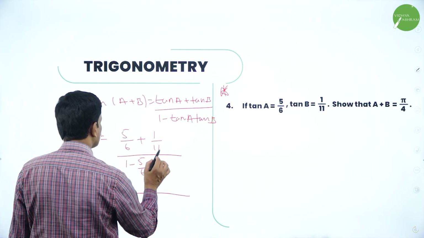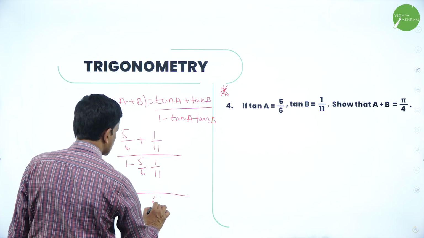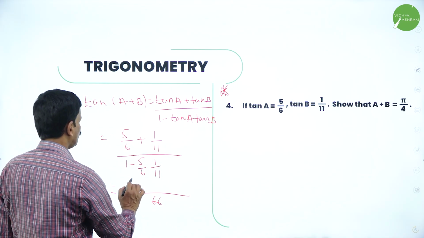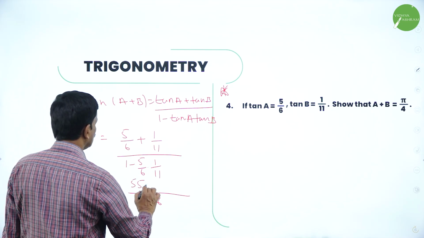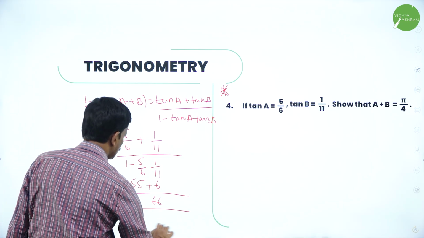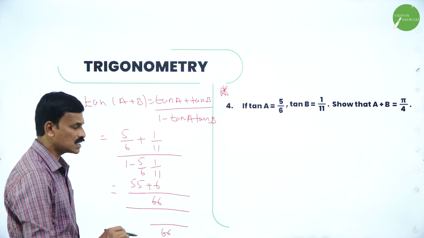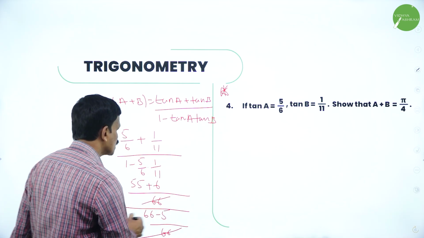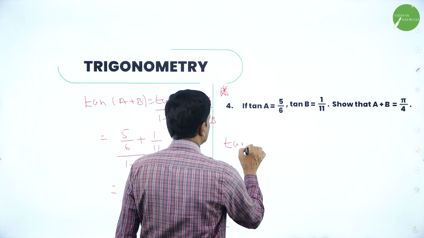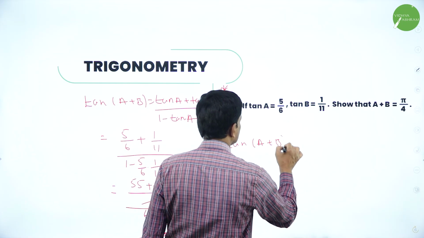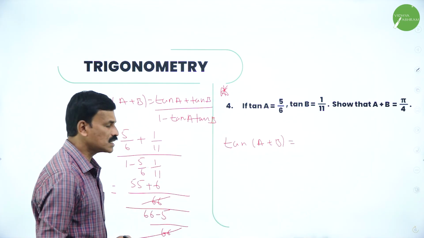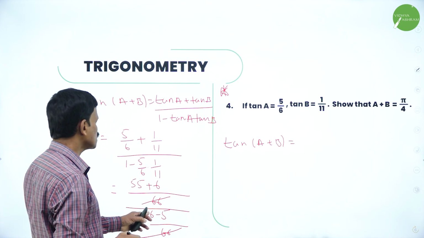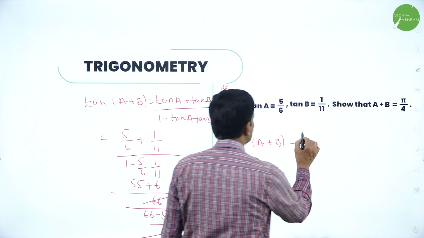Now, take LCM. In the numerator, 6 and 11, 66 is the LCM. Cross multiply. 5 into 11 is 55 plus 6 into 1 is 6, whole divided by, in the denominator also 66 LCM. 66 into 1 is 66 minus 5. These two get cancelled. Now, what do we have? Tan of A plus B is equal to 55 plus 6 is 61 divided by 66 minus 5 is 61.